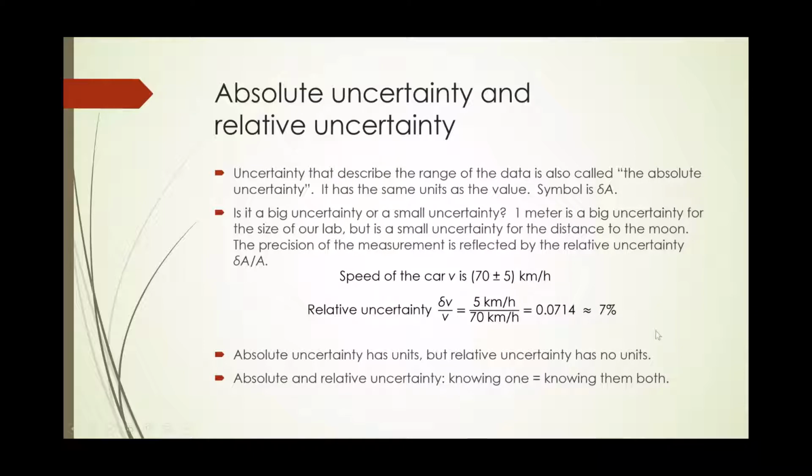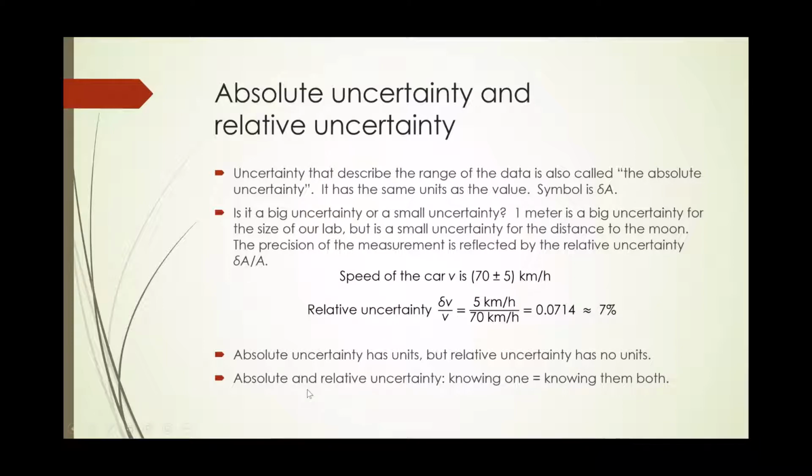So here for this measurement, 70 plus minus 5 kilometers per hour, the relative uncertainty is 0.0714. It has no units. Quite often, you would convert that to a percentage, multiply by 100%, and round off to 7%. So relative uncertainty and the percentage uncertainty are the same thing. The percentage uncertainty is just the relative uncertainty presented in percentage form.